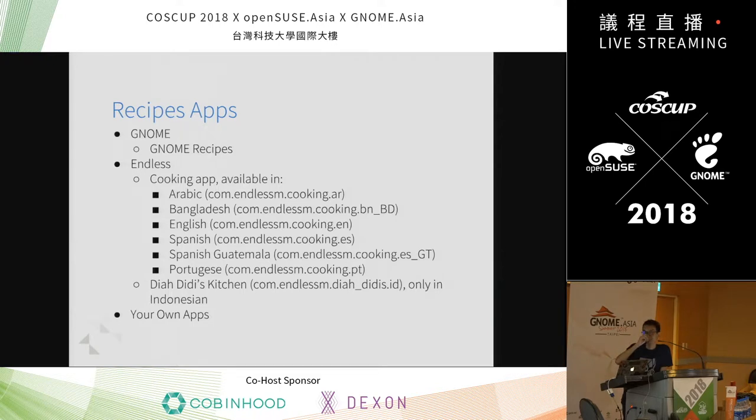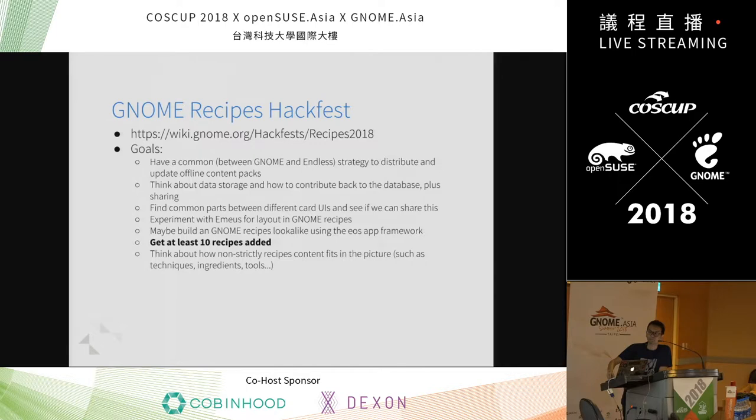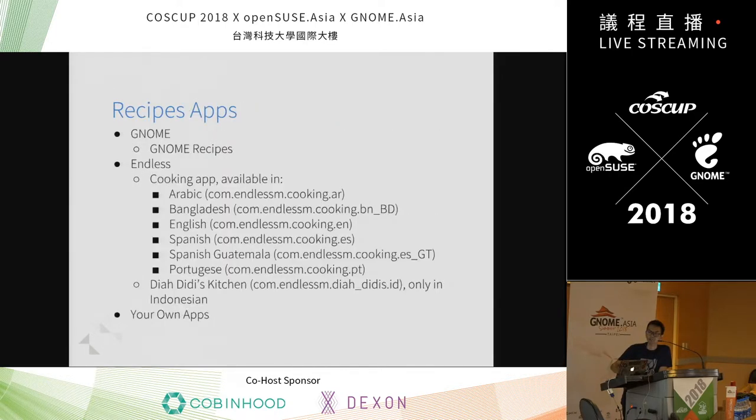And speaking about recipe apps, in the recipe collection, in the general recipe request, there are people from Gnome and Endless, and we talk about recipe apps, Gnome Recipe and some cooking apps in Endless. Actually, Endless OS has its own cooking application. There are cooking apps for specific languages like Arabic, Bangladesh, English, Spanish, Guatemala, and Portuguese. But they don't have one for Indonesian. On the other hand, Endless has a specific app for Indonesian recipes called Dapur Kita. The application is only in Indonesian.